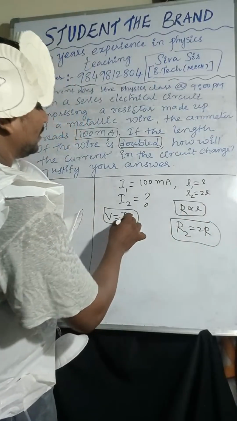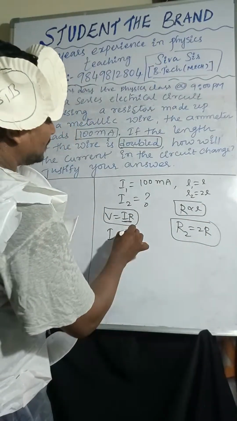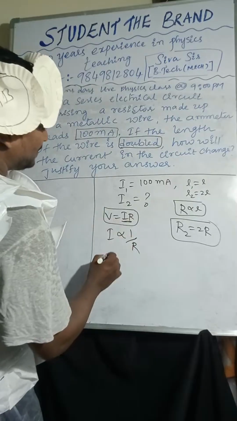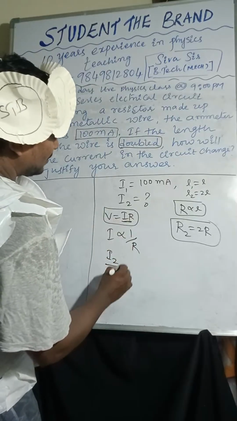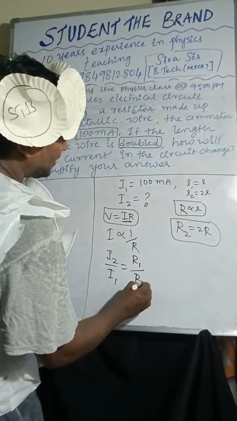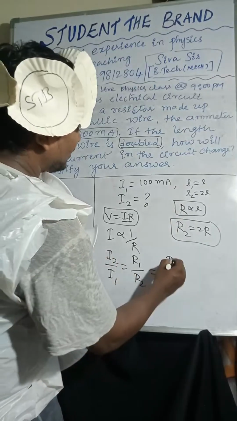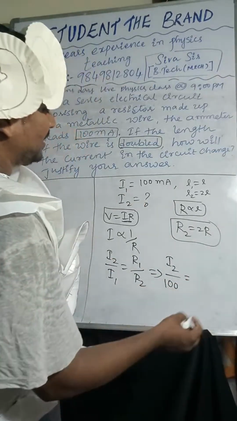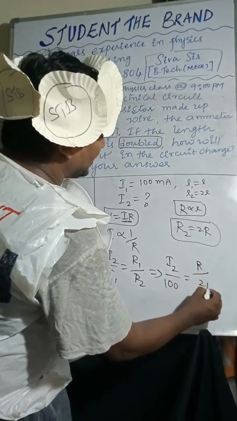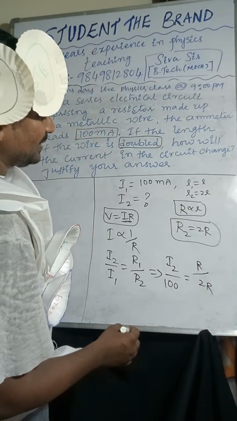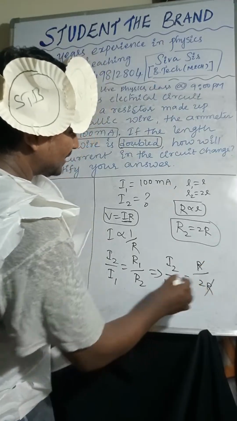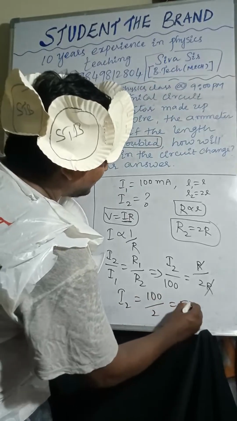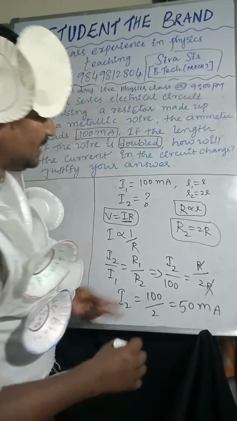So here you can see I is inversely proportional to R. Inversely proportional, right? So I2 by I1 equals R1 by R2. I1 is 100 milliampere, R1 is R, and R2 is 2R. Then R and R get cancelled. I2 equals 100 by 2, that is nothing but 50 milliampere. So 50 milliampere is the answer.